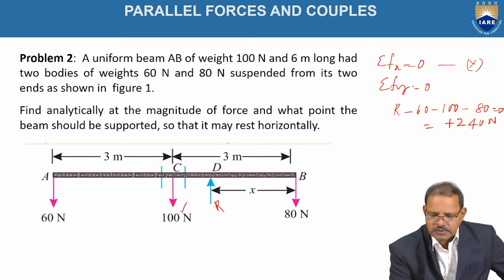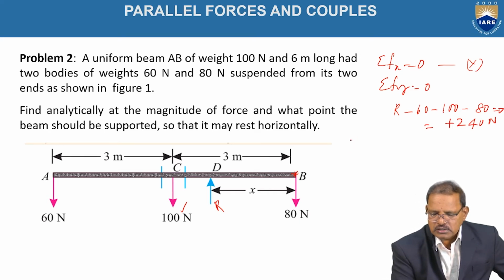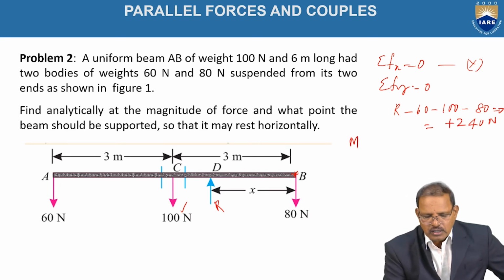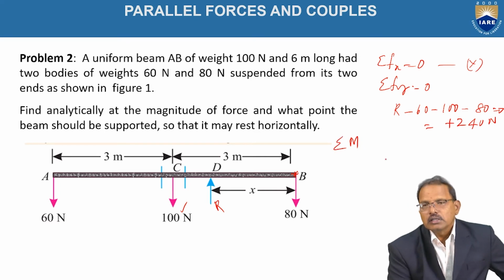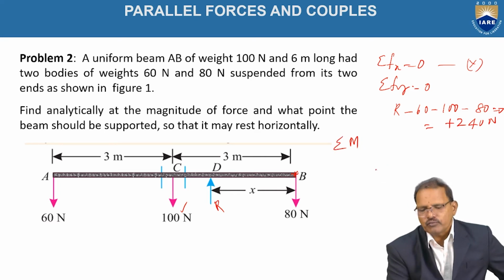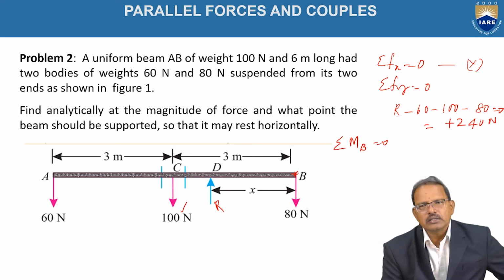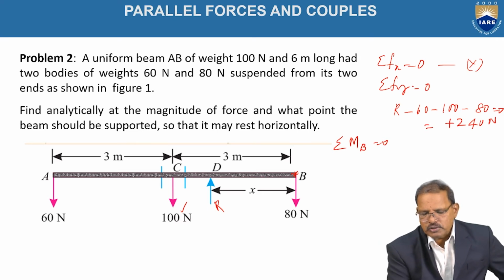Hence, according to the Varignon principle, the moments created by the component forces at any point should be equal to the moment created by their resultant force at that point. So, since it is now in equilibrium position, the sum of the moments created by all the forces must be equal to 0, because the beam is kept horizontal.